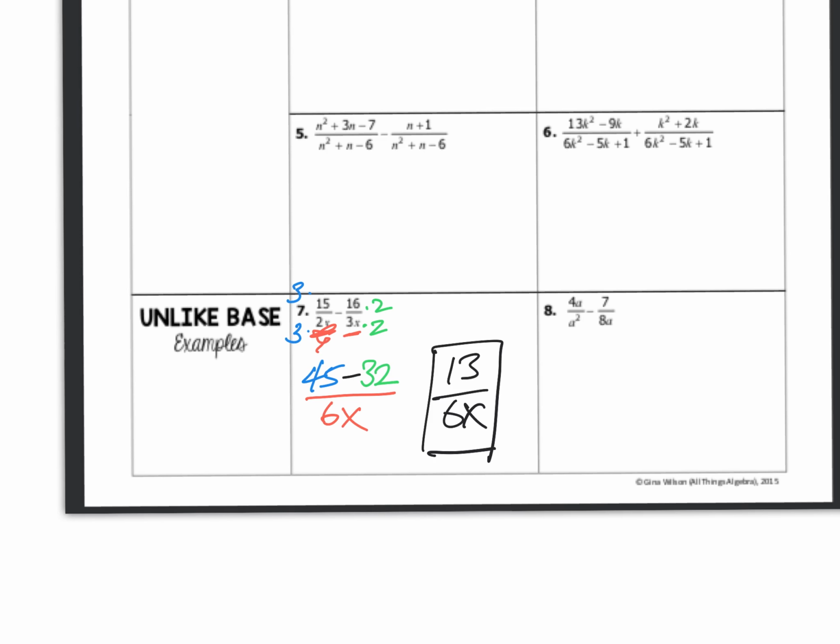Looking at number 8 now. Once again, we have different denominators. One's a squared, one is 8a. So therefore, I have to find a new common denominator. The common denominator here, I see there is a 1 in front there, and 8. 1 times 8 is 8. So I know that the coefficient should be an 8. And then I also see that I have a squared and a. So then the most common one they can multiply to is a squared.